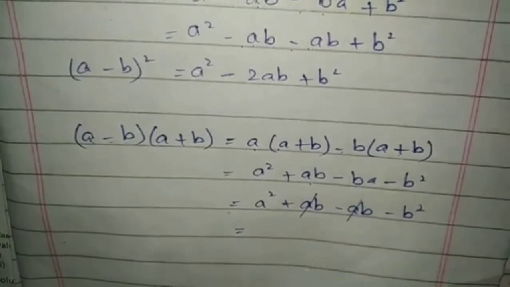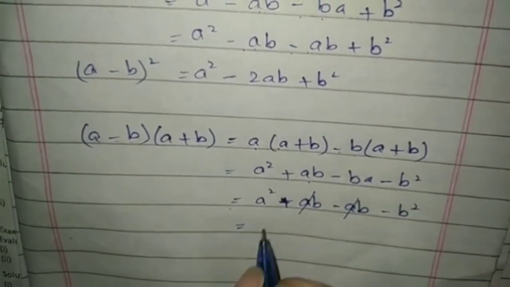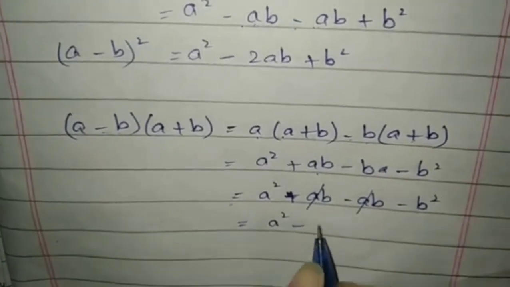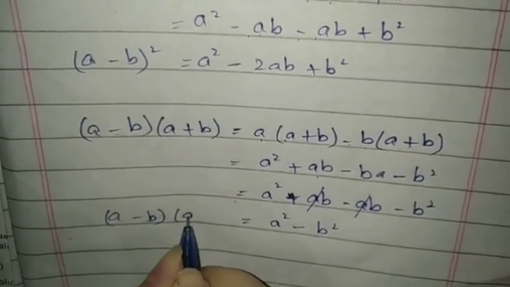So they will be cancelled out because AB is positive and here AB is negative. They will be cancelled out. And we get A square minus B square, which is equal to A minus B, A plus B.